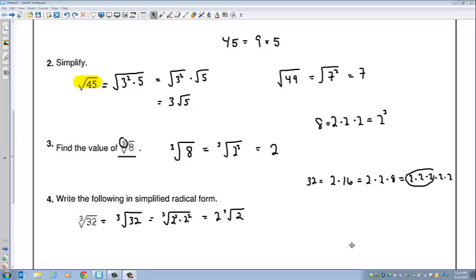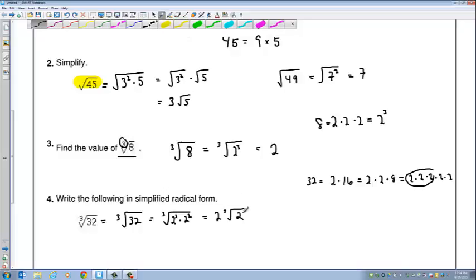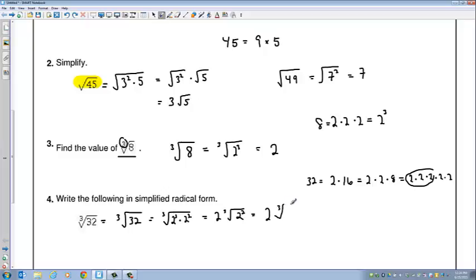Oh, and there was a mistake here. This is actually 2 squared. And there's still the square there. And so that's actually then 2 times the cube root of 4. And that's my answer. All right, let's look at the next one.